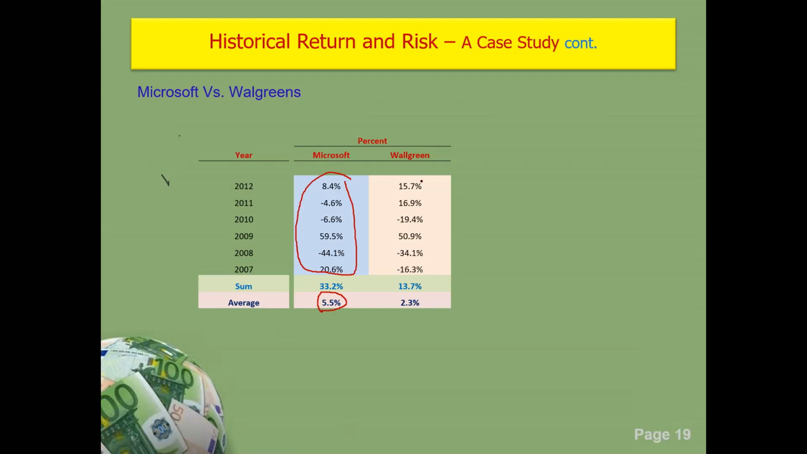And Walgreens is a company which sells agriculture instruments, agriculture pesticide sort of things. These are the returns for the same years for Walgreens, and this is the average return of Walgreens, 2.3%. I know it's very simple. You know how to calculate average. Nothing to worry about.